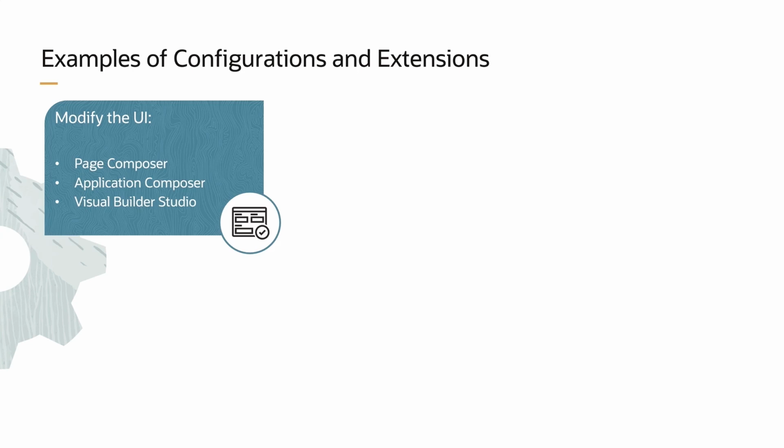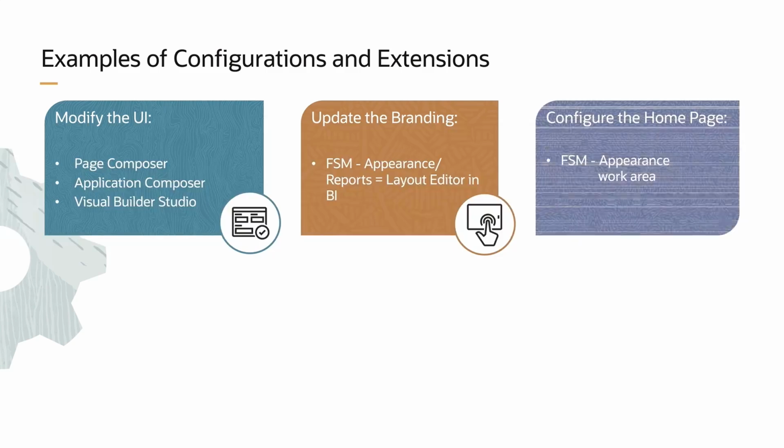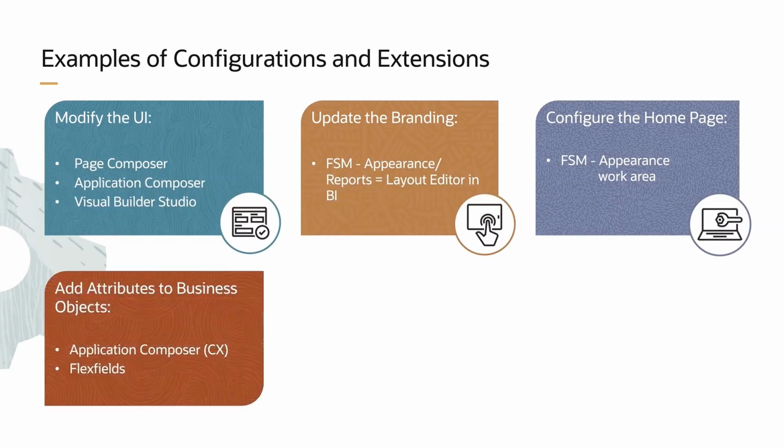For example, the first one, modify the UI, that can be achieved by using Page Composer, Application Composer, or Visual Builder Studio. You can also update the branding using the Functional Setup Manager and the Appearance Task page. You can configure the home page. You can add attributes to business objects, either using Application Composer or others already described using flex fields, a combination of key, descriptive or extensible flex fields.